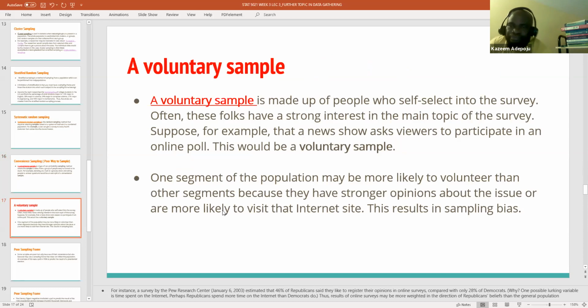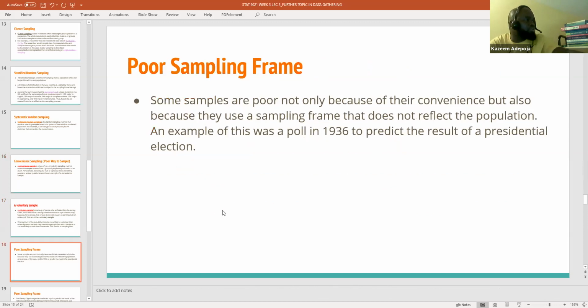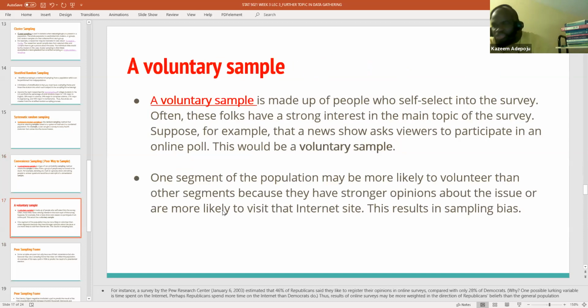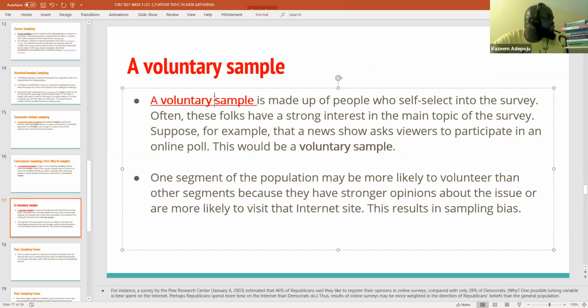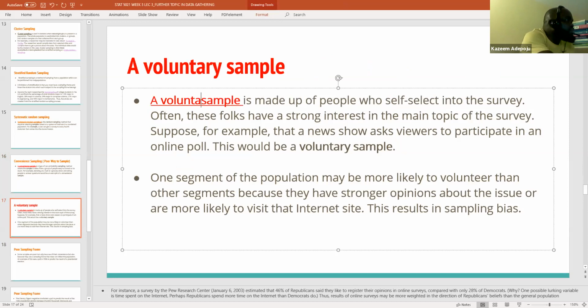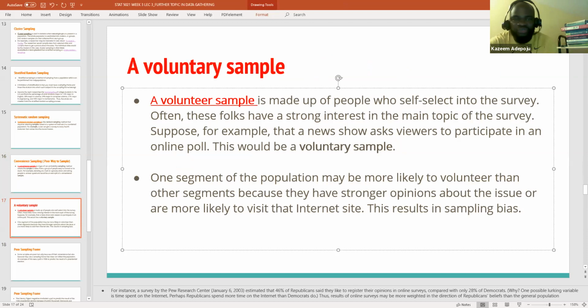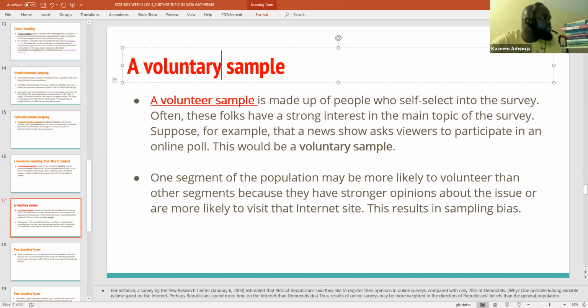Another sampling technique that I'm going to talk about is a voluntary sample. I think I would prefer to call it a volunteer sample instead of voluntary. I will be more comfortable calling it a volunteer sample.